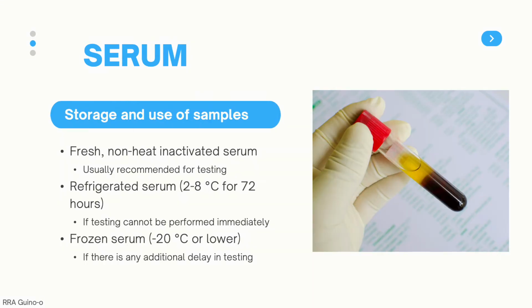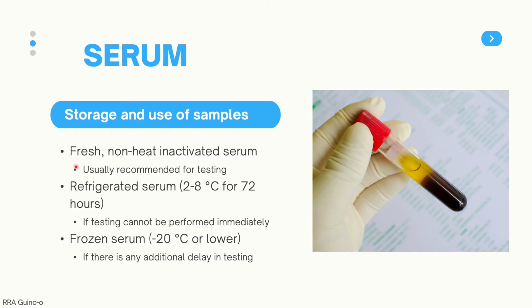Let's now talk about different storage conditions and the use of our samples. There are 3 types of samples that you can use. First is fresh, non-heat inactivated serum. This is serum that is collected directly after centrifugation. This is usually recommended for most tests and is what is usually done in most laboratories.